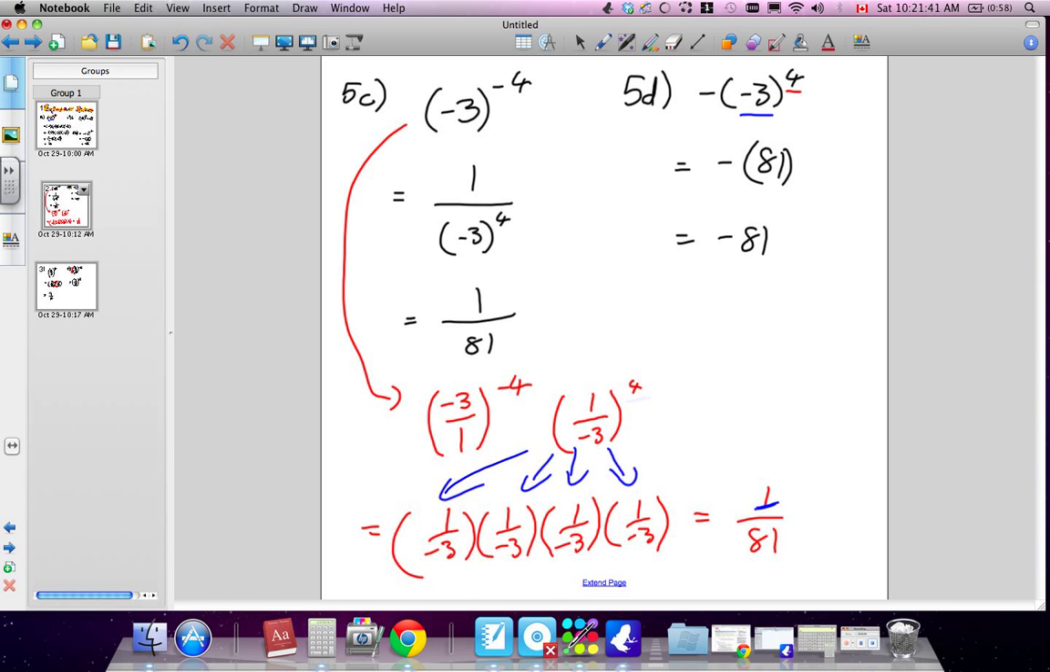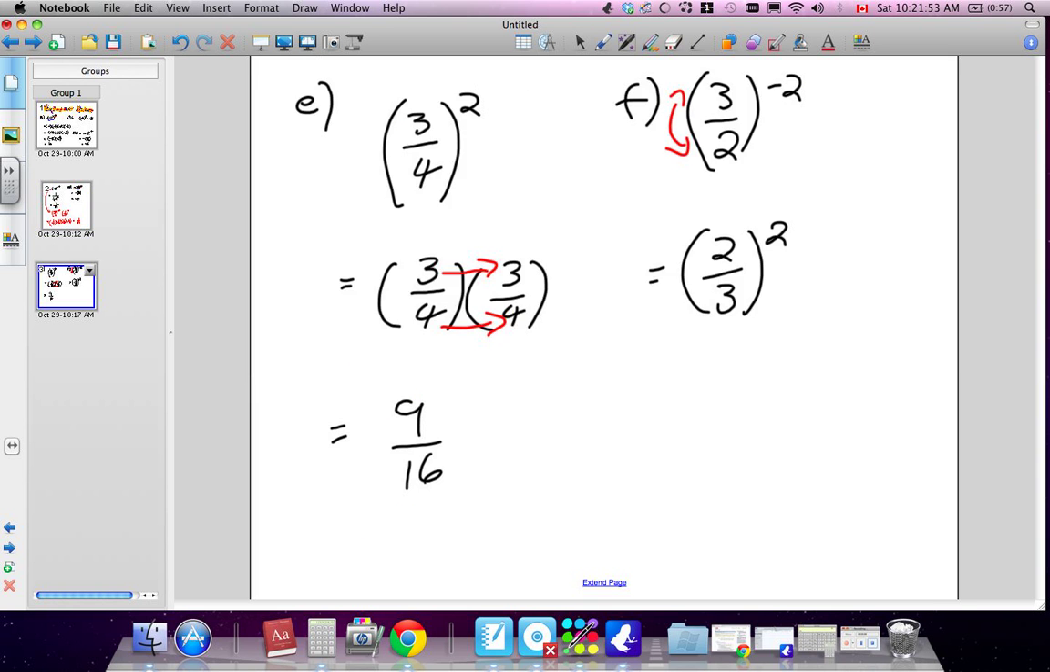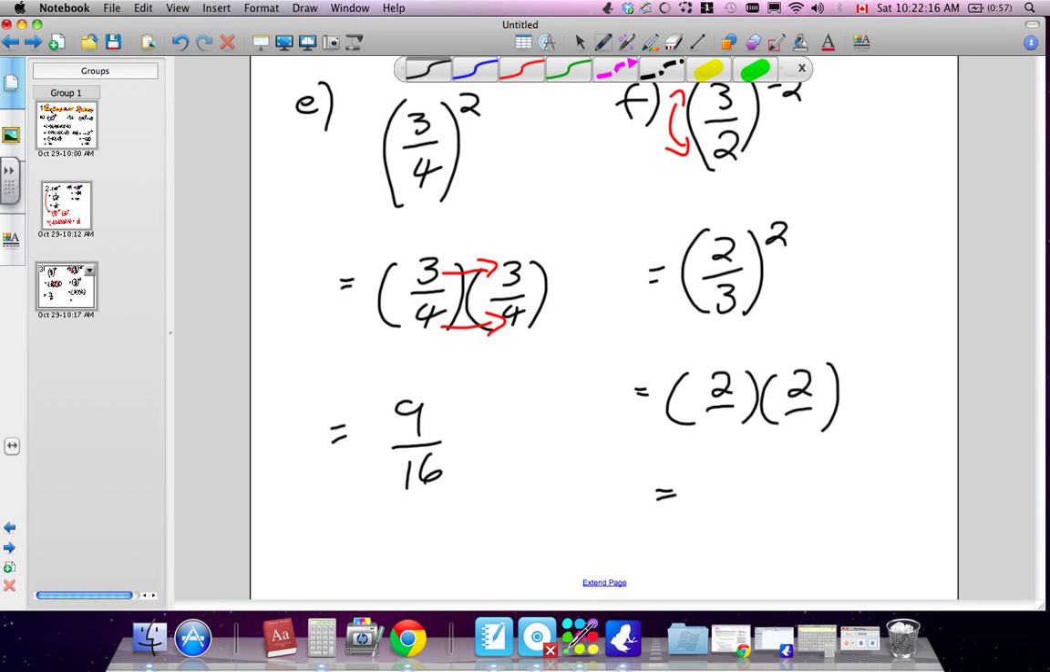So now I have (2/3) to the power of 2. I would write that out like this: 2 over 3 times 2 over 3. What are we going to get when we multiply those? 2 over 3 times 2 over 3. Let's put that next to 4, over 9. Yeah, that's right. 4 over 9. So our original question, 3 over 2 to the power of negative 2, is 4 over 9. Does that make sense? Yes.